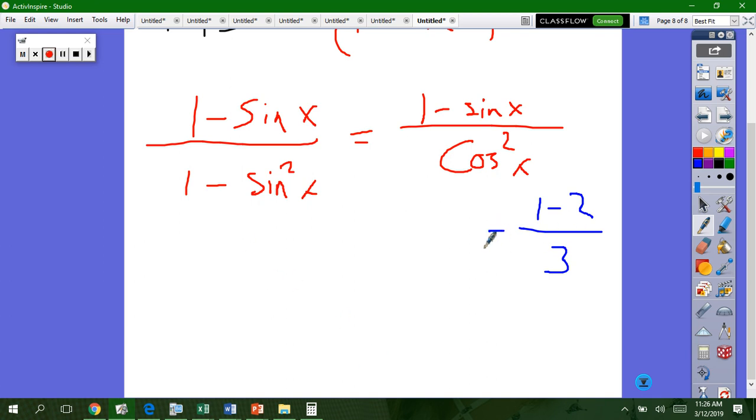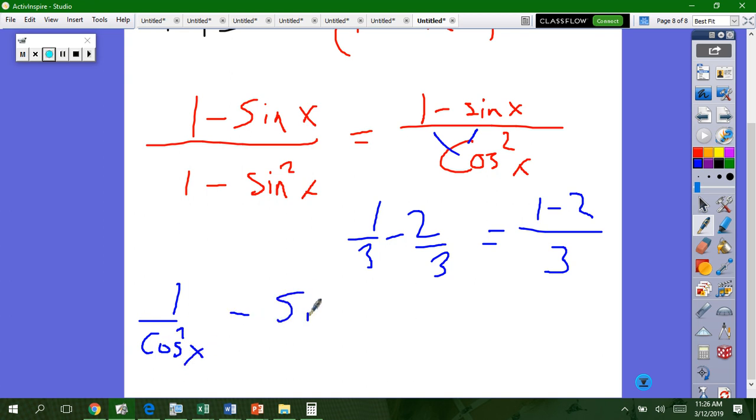Thank you. Does everybody agree that this is 1/3 minus 2/3? So whatever's underneath, I can put it under each individual item, correct? Does that make sense? So this is 1 over cosine squared minus sine over cosine squared.